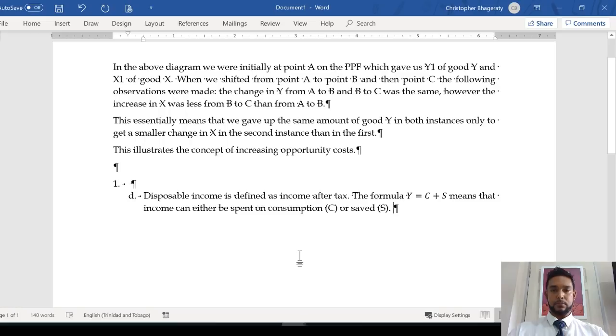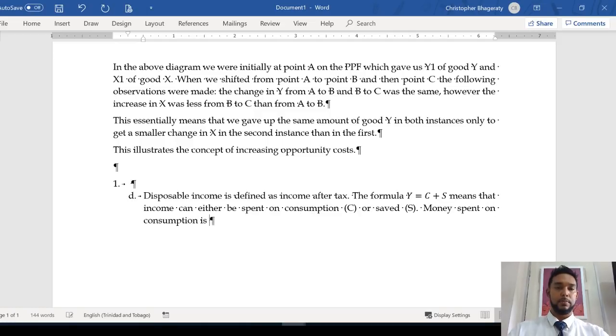Okay, so, money spent on consumption is spent on necessities such as, what are some necessities? Food, rent, and clothing, right? Money spent on consumption should be spent on necessities such as food, rent, and clothing, and can also be spent on luxury items.